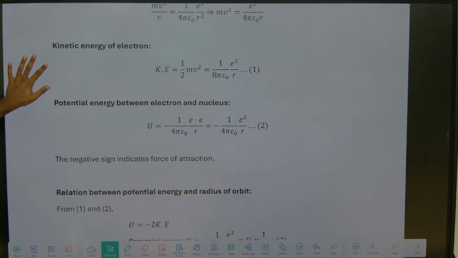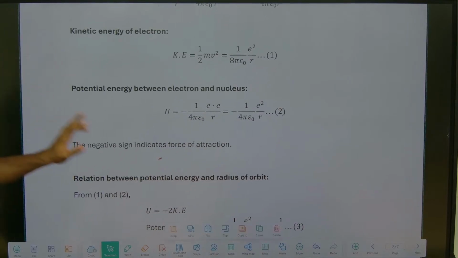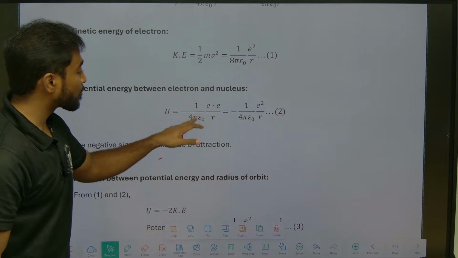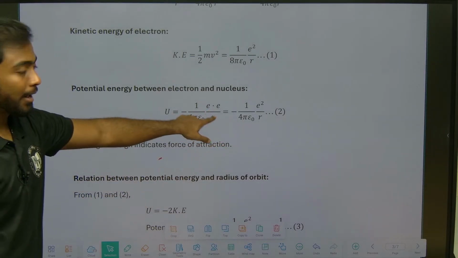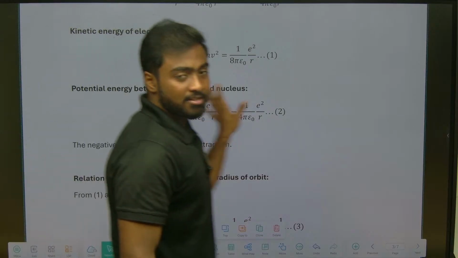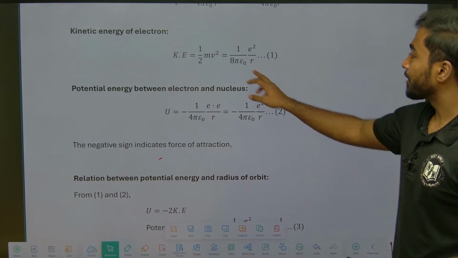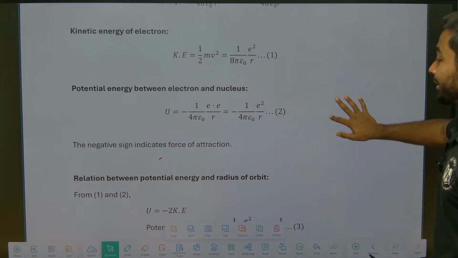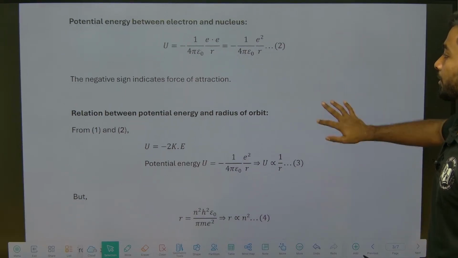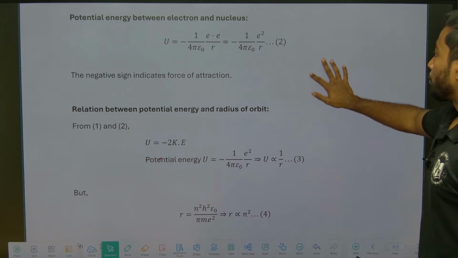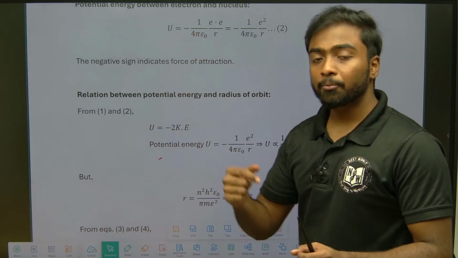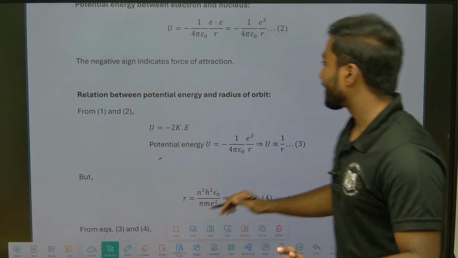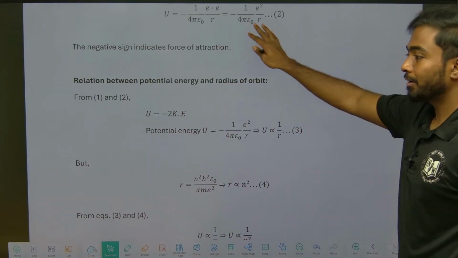When I talk about the potential energy, the formula is U equals minus 1 by 4 pi epsilon naught e square by r. So this is the potential energy formula, and that is the kinetic energy formula. And one more thing, why this negative sign has been given is because of the force of attraction. Because of that we have taken the negative sign.